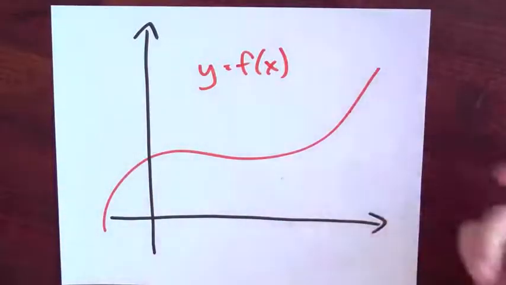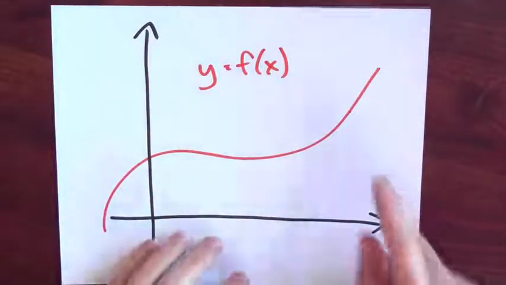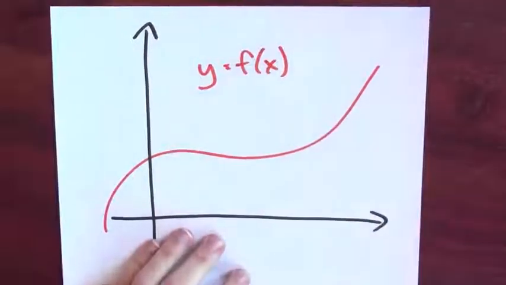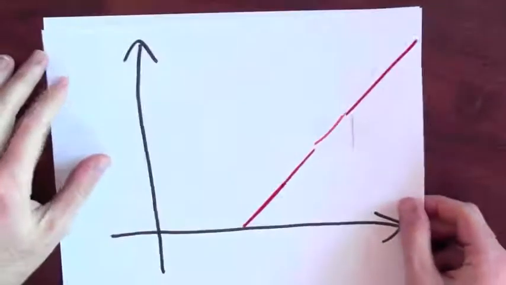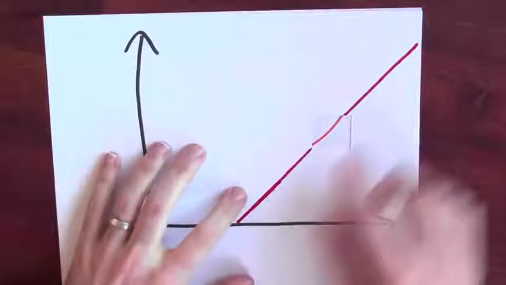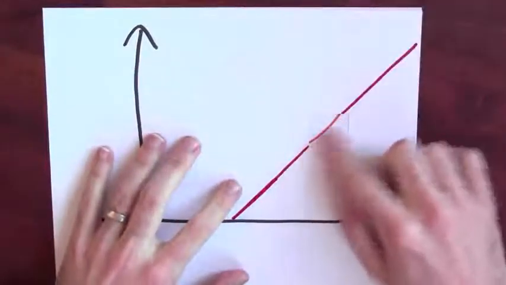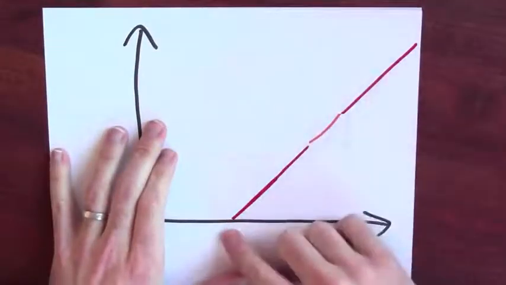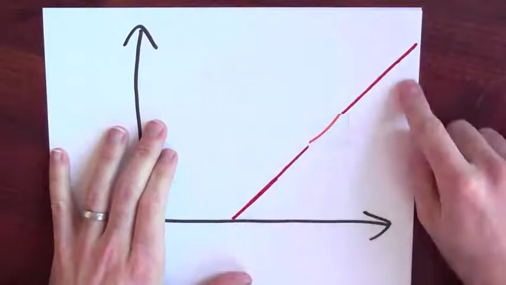Here I've graphed some function. Notice what happens if I zoom in on one little piece of the graph. If I just focus on one part of the graph, well, that little bit of graph sort of looks like part of a straight line. Another way to think about this is as a limit of secant lines.